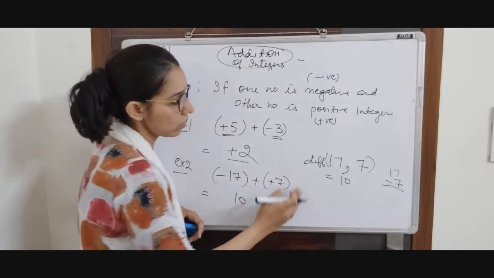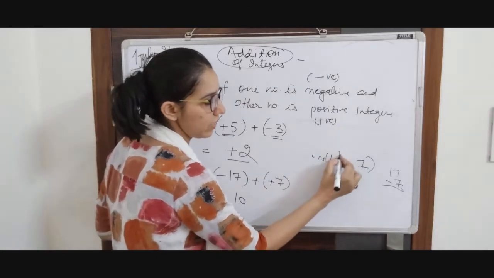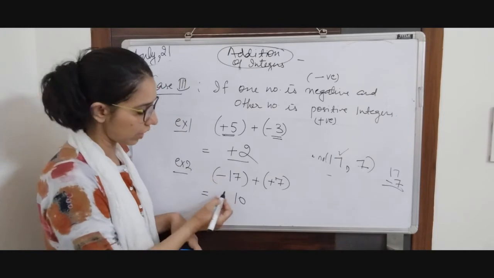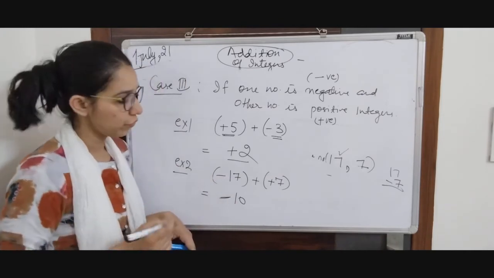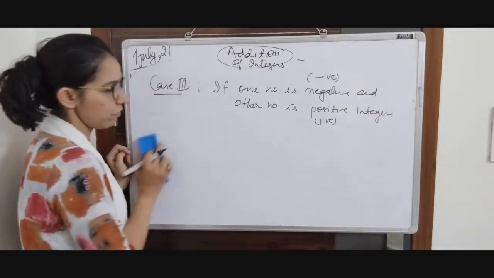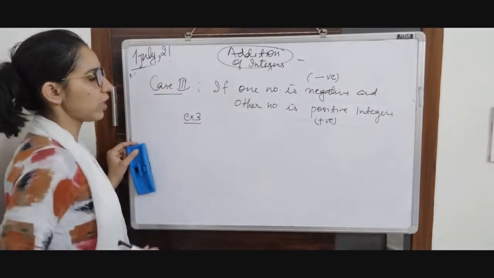10. Now the sign. Which number is bigger, 17 or 7? 17 is bigger. So what is the sign of 17? 17 has a negative sign. So we will write minus here. We are going to do one more question, then we will see how to solve this one using a number line.